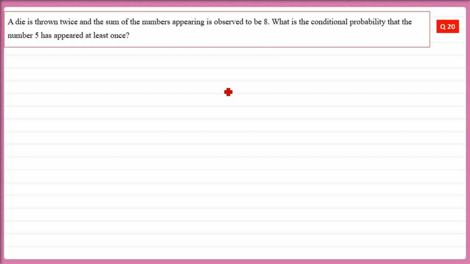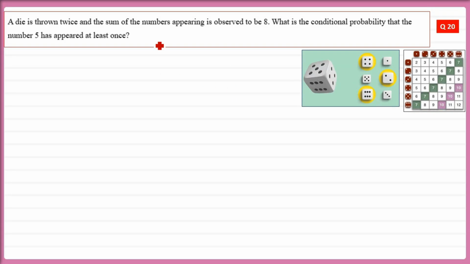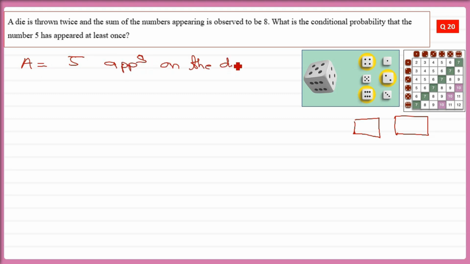A die is thrown twice and the sum of the numbers appearing is observed to be 8. So again, same thing we are doing. I hope you are now comfortable with the dice questions. So we have 2 dice, which means 36 options which can come. What is the conditional probability that the number 5 has appeared at least once? So A we will make as 5 appears at least once. It can be on either die. Both can also come, but at least one face up should be 5.